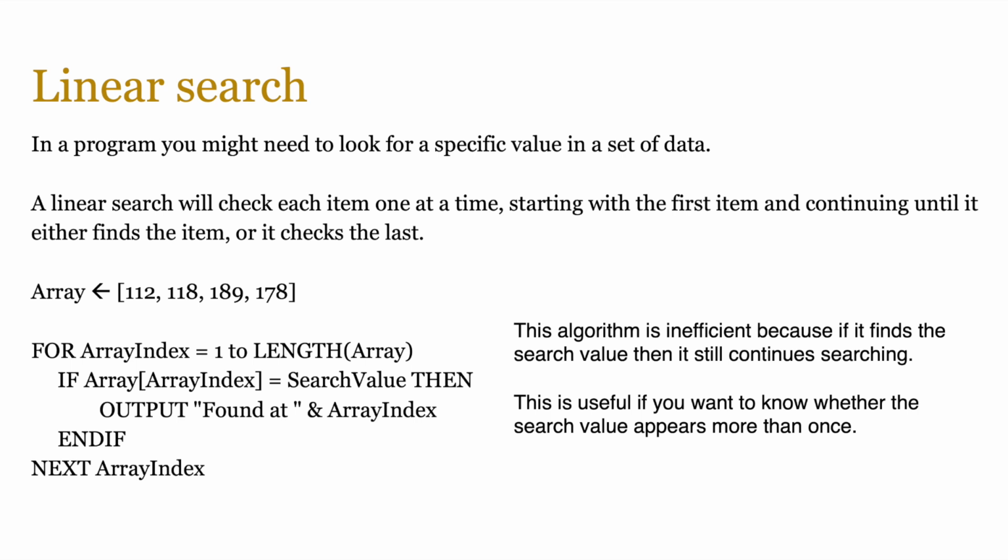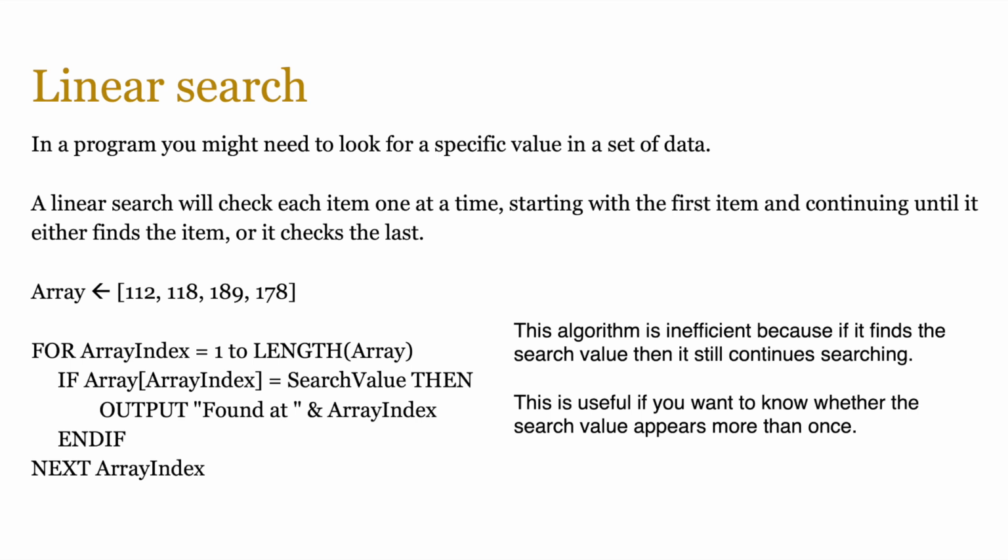Now this algorithm is inefficient because if it finds the search value, it will still continue running until it reaches the end of that array. Now this is very useful to know if you want to find multiple values. For example, if 189 was occurring 100 times in an array which had a million items, then you might want to find all of the instances of 189.